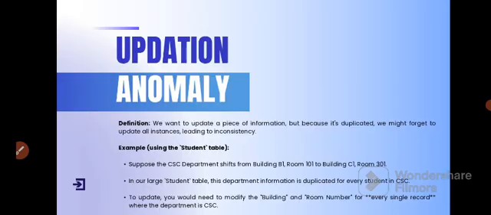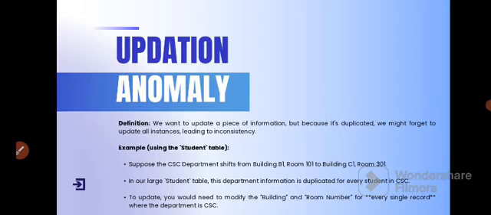Next, updation anomaly. Updating one record but not all related records could lead to incorrect data or data inconsistency. For example, suppose the CS department shifts its building from B1 to BC1 and room number from 101 to 301. In our large student schema, this department information is duplicated for every student in CSC. That means this information must be repeated in n number of rows.